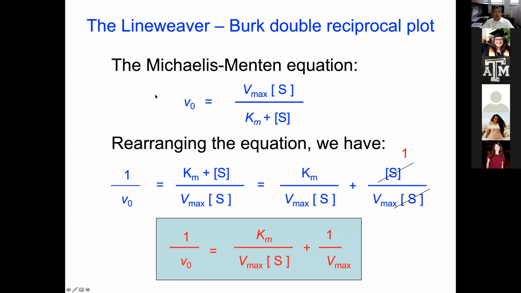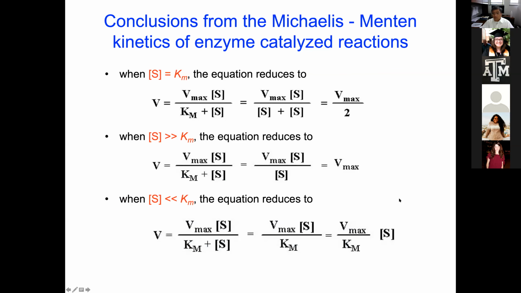What does the double greater than or double less than sign mean? Oh, this means way smaller. For example, if you have Km equals 1 millimolar, and then you have substrate which is like 0.01 molar. So it's way smaller.